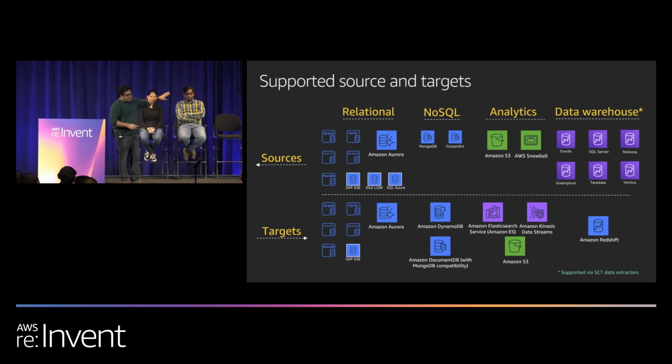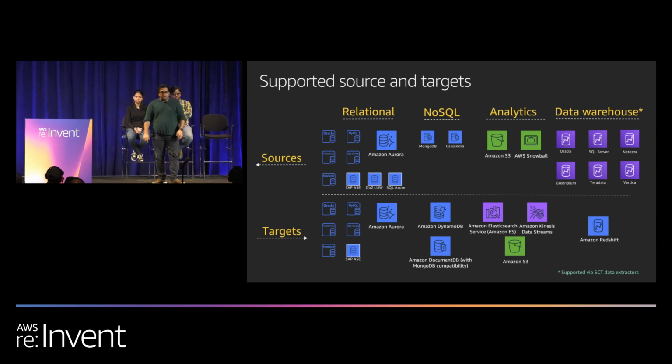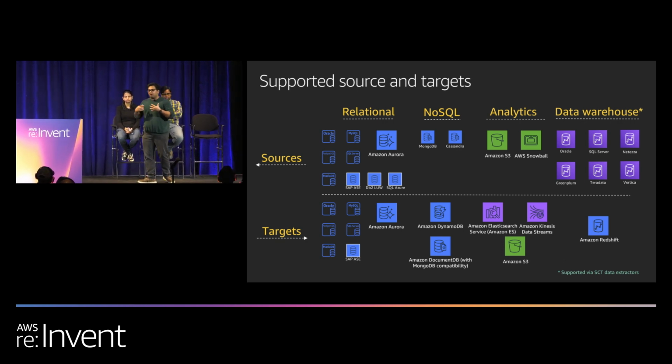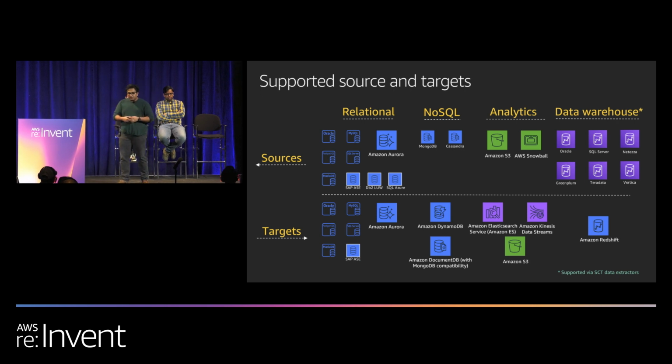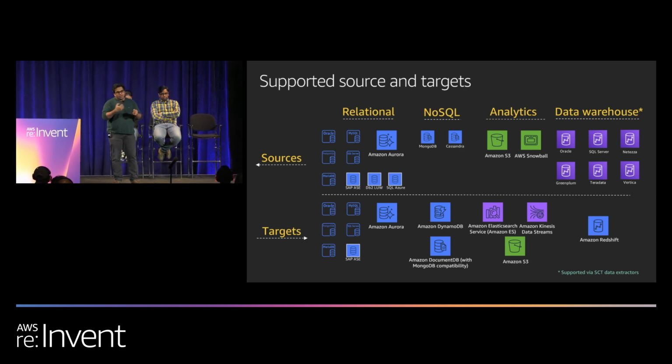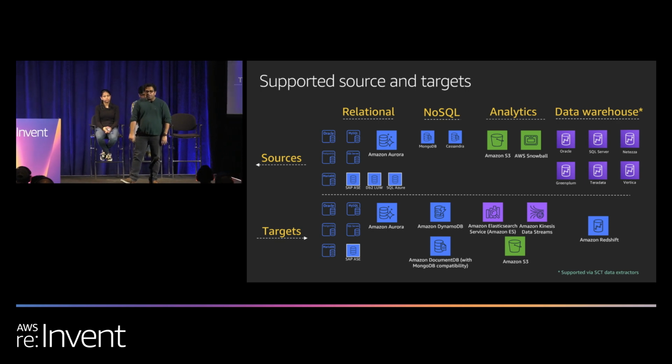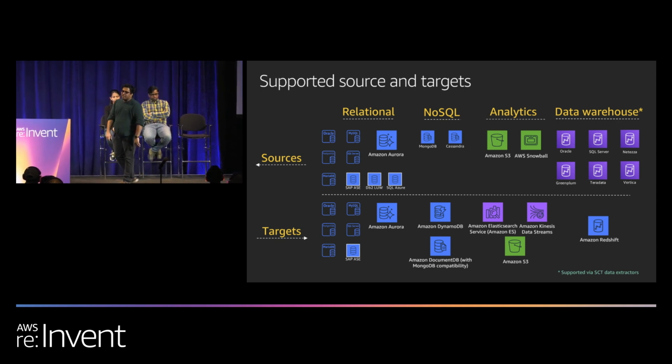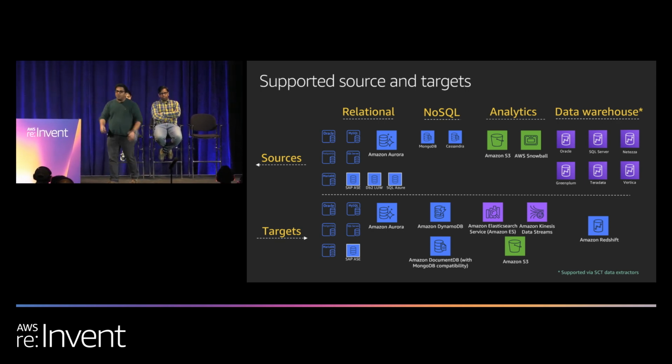The only difference in here is the data warehouse piece. Data warehouses are typically multi-terabyte installations, which is why we designed it in a way that you migrate it using the SCT data extractor agents so that the extraction is closer to the source as opposed to pulling multiple terabytes of data over the network. And even the extractor agents have abilities to get data into Snowball in case you are migrating multiple terabytes at once.